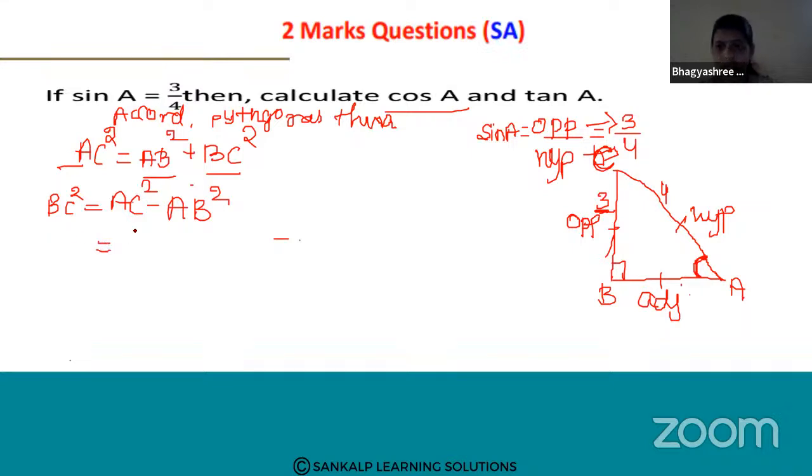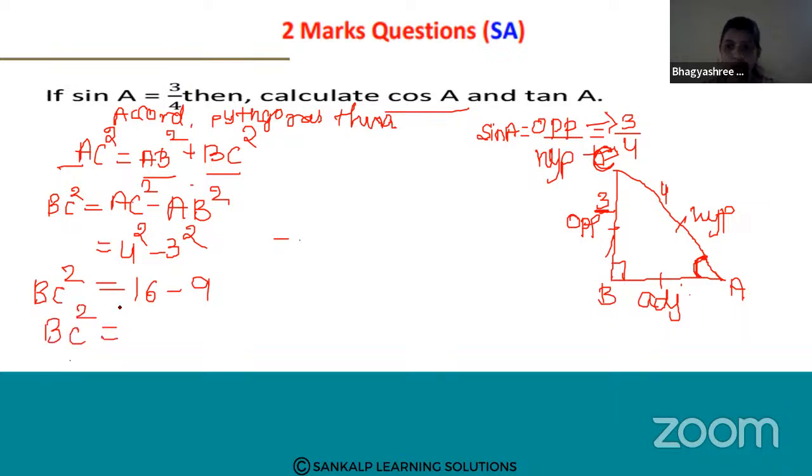AB square we don't know. AC square means hypotenuse AC, that is 4 square. BC square is 3 square. 4 square is 16. 3 square is 9. So 16 minus 9. AB square is equal to 16 minus 9, what do we get? What value are you going to get? Yes, that is 7. If the square is equal to 7, then the side is root 7. Okay, so our adjacent side is root 7.